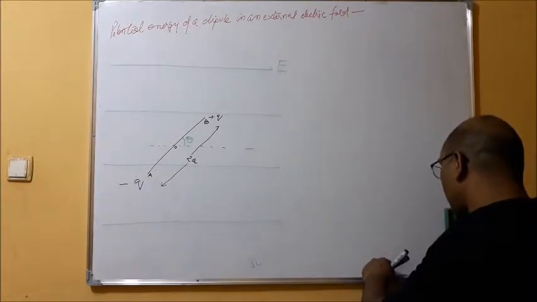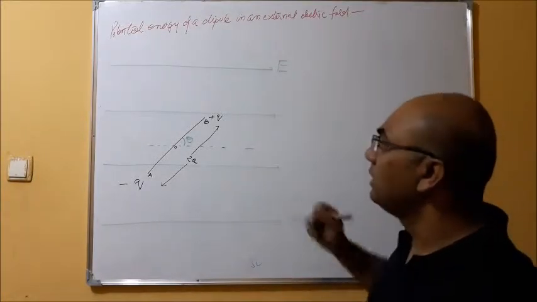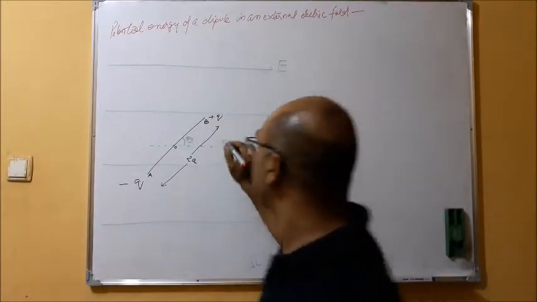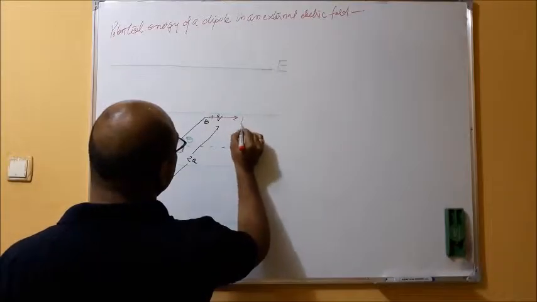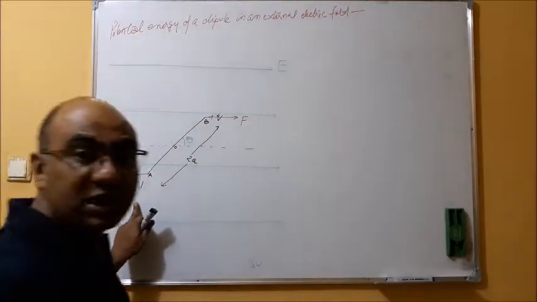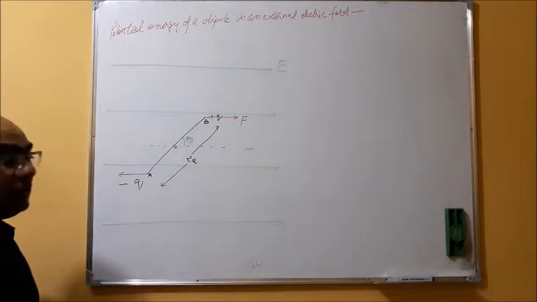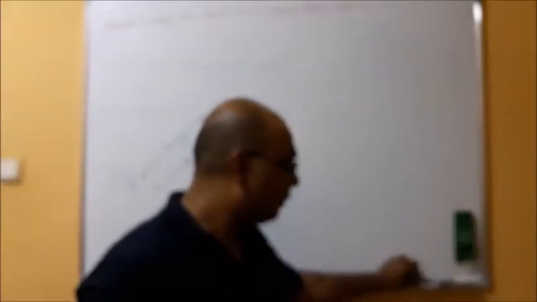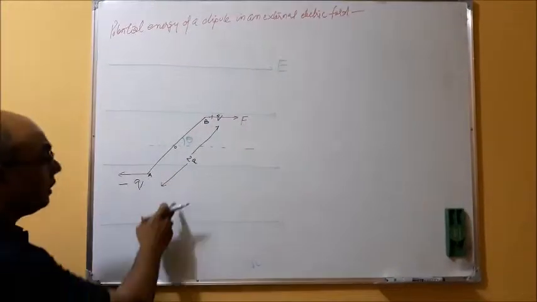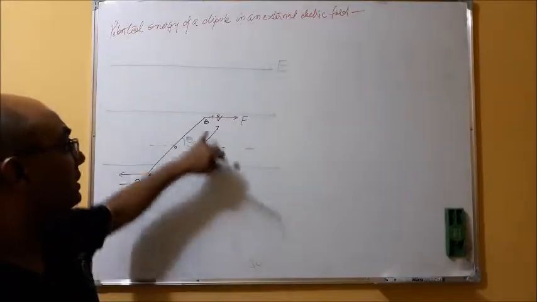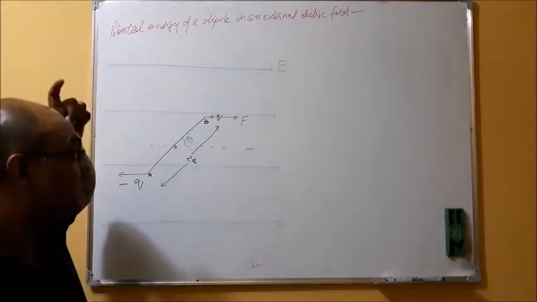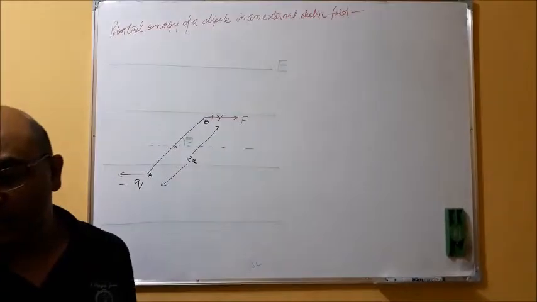You see here that on this charged particle plus q, you will get a force like this. And here you will get a force like this, because this is a negative charge particle, so it has a force in the direction opposite to the electric field. While this is a positive charge particle, so it has the force direction the same as the direction of the electric field.